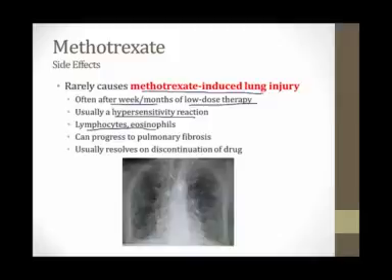If left untreated, it can potentially progress to pulmonary fibrosis, like what's shown in this x-ray on the screen here, and for that reason you'll read in some review books that methotrexate can cause pulmonary fibrosis. Usually it doesn't get to this point, and usually the lung symptoms resolve on discontinuation of the drug.